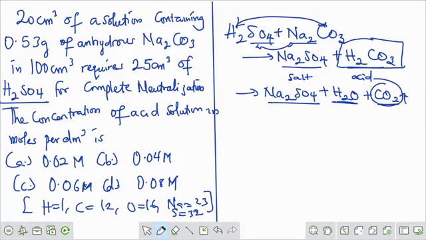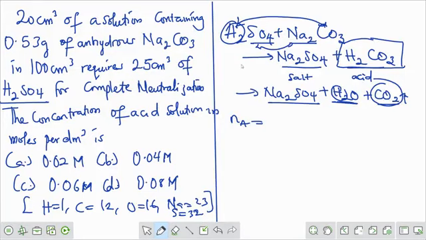Now, I want to ask you: is this equation balanced? Looking at it, the equation is balanced. We have 2 hydrogen here and 2 hydrogen here. We have 4 oxygen plus 3, so 7 oxygen here. So the equation is balanced. Now, there is something we call number of mole of acid.